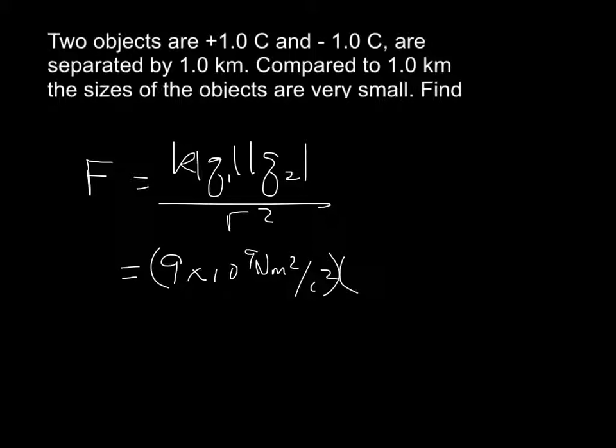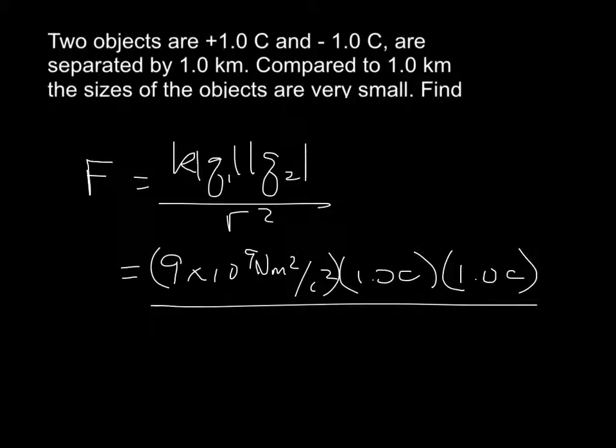Okay, so we're going to start off with K is 9 times 10 to the 9th times 1 coulomb. Okay, and then we're going to multiply by the other charge, which is also 1 coulomb. Okay, remember, sign doesn't matter, over the distance between them, which is 1 kilometer, but we can't use that, so we're going to have 1.0 times 10 to the 3rd meters. And remember that we have to square that.